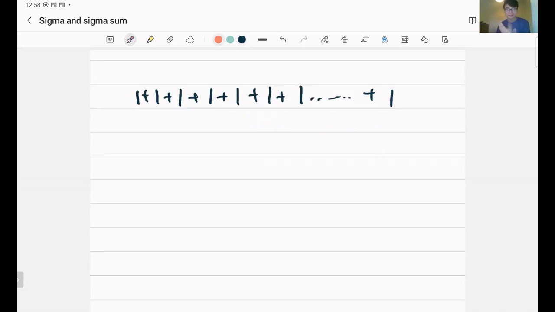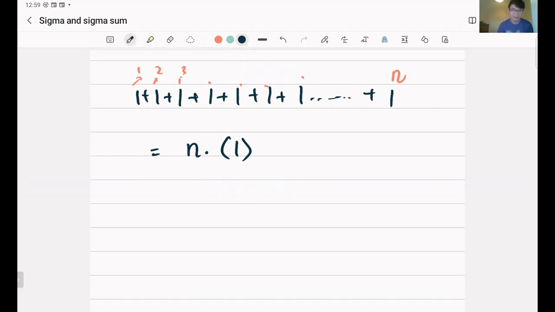Is there a way to simplify this form? There are two ways. The first way is that we're going to count the number of ones that we have. So this one's 1, 2, 3, 4, 5, 6, 7, 8, 9, 10, 11, 12, until the last number n. So I'm going to stop and say they are n times 1. This is a multiplication rule, the simplest form that we learned in primary school and high school. This is the first way of simplifying this.